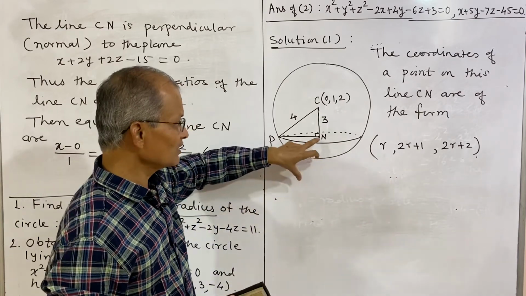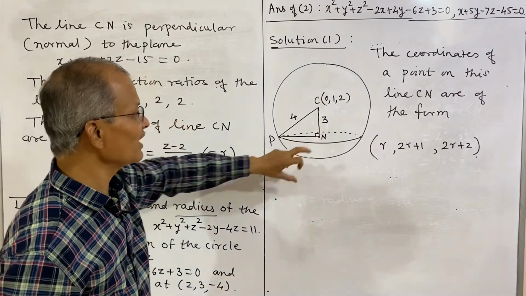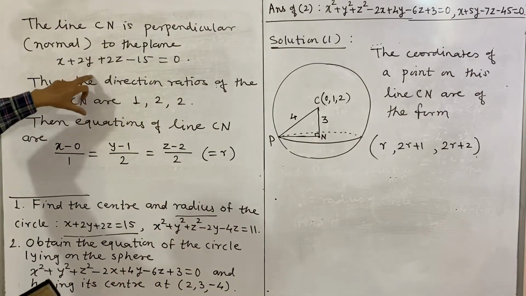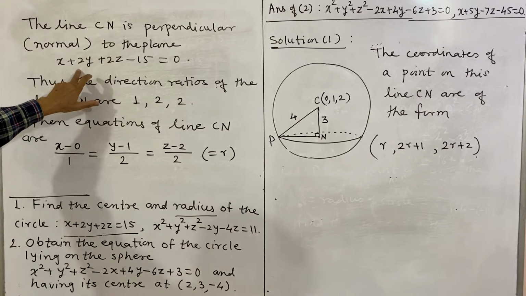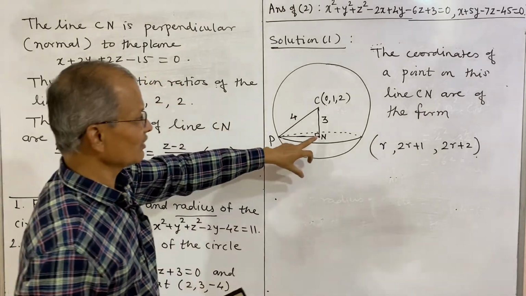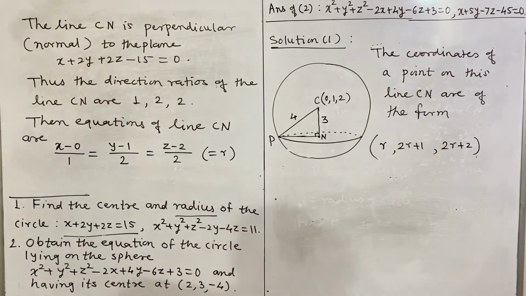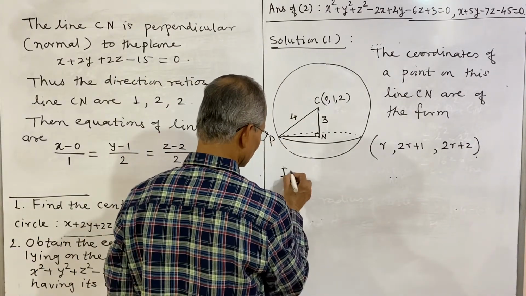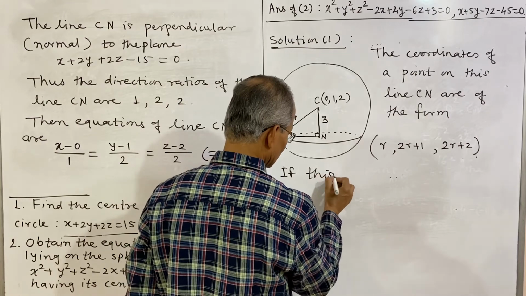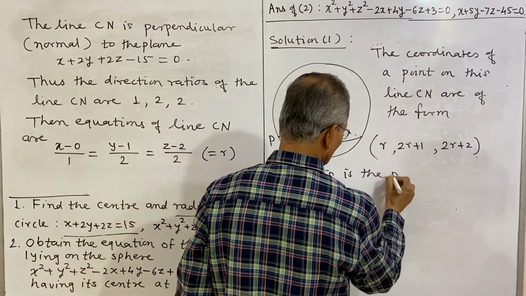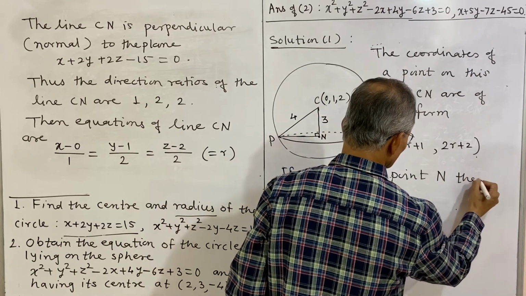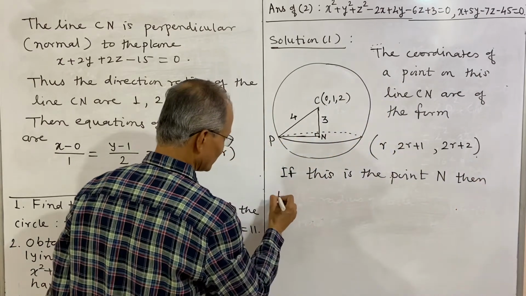If this is the point n, then this point n lies on the plane. See, Cn is perpendicular to the plane, n is the foot of the perpendicular, and n lies on the plane. So this is the equation of the plane. If this is the point n, then it lies on the plane.